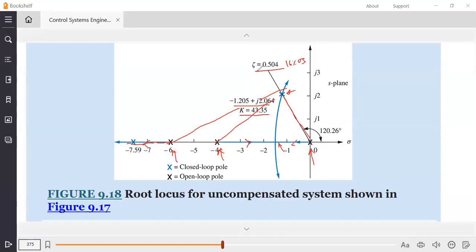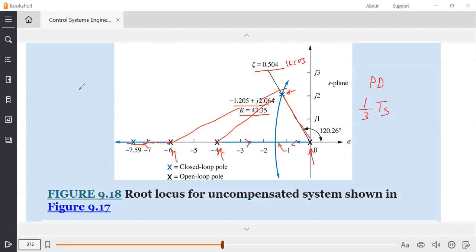Okay, so we also start from here. Our intersection point is minus 1.203 plus j 2.04. So from here, let's start solving. It asks you to design a PD controller. You have to design the PD controller that will give you 1/3 of your existing settling time.